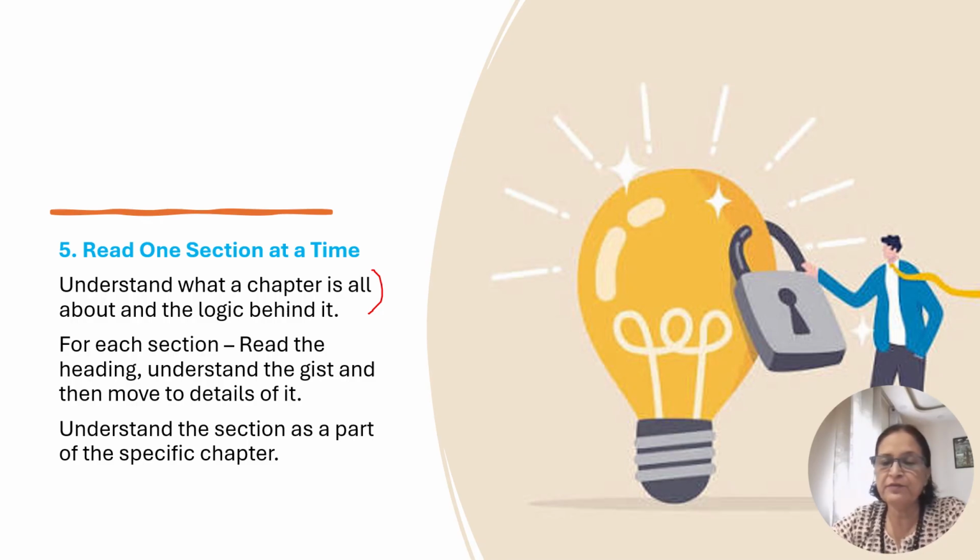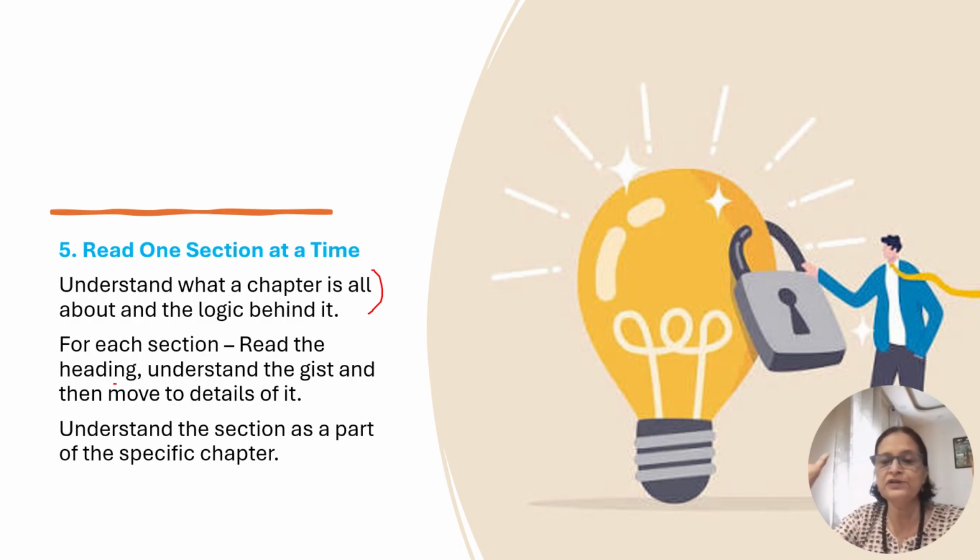Was it there right from the beginning, or was it introduced later on? So understand the gist of that chapter, what that chapter wants to talk about, and then go through the sections one by one. For each section, read the heading, because every section also has a heading, like section 84, section 85. So read the title, understand the gist of that section.